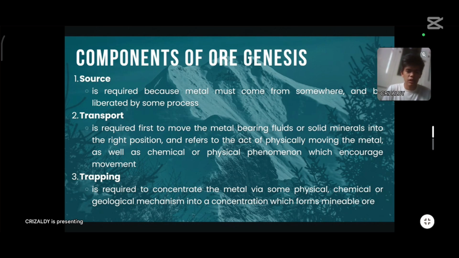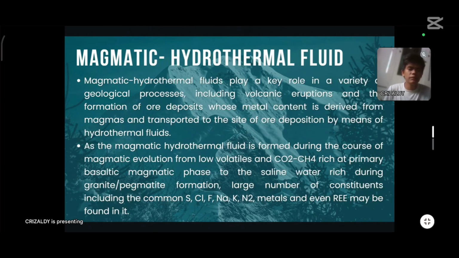Next is the trapping. It's required to concentrate the metal via some physical or chemical or geological mechanism into a concentration which form mineable ore. Next naman na factor is yung magmatic or hydrothermal fluid. Kung saan yung magmatic or hydrothermal fluid is from the sa pinakailalim ng depth ng subsurface natin or sa mga volcanic sa mga baba doon.